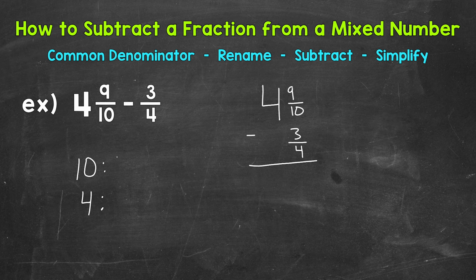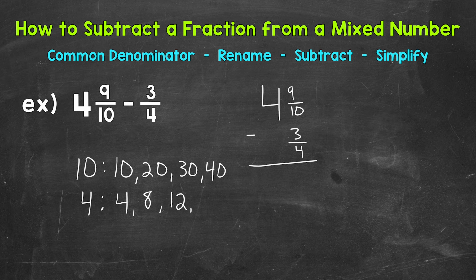So let's start with 10, and we'll write 4 multiples. So 10, 20, 30, 40. Then we'll do 4. So 4, 8, 12, 16. You can see that we do not have any in common yet. Now for our multiples of 10, we're already at 40. And for 4, we're only at 16. So let's extend our list for 4. After 16, we have 20. And now we have a least common multiple. Therefore, our least common denominator.